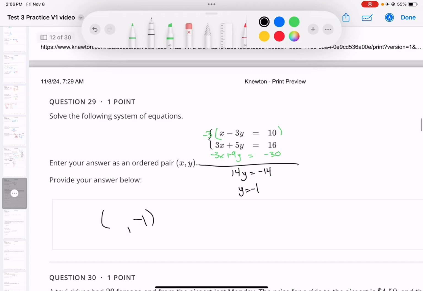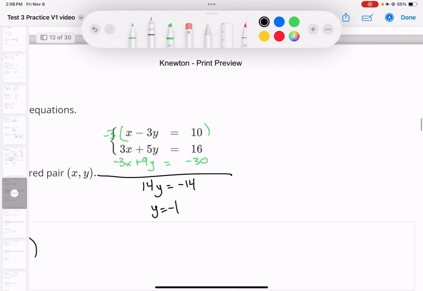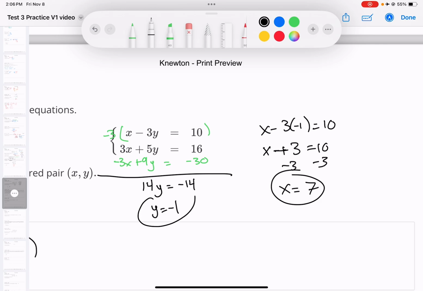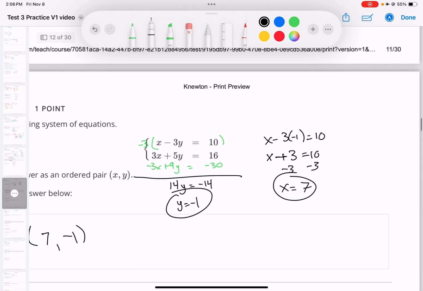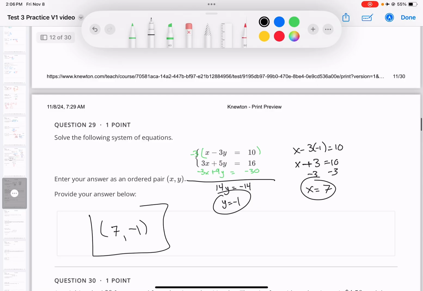Okay, and if I plug that back in, I can plug it into either one of them. So I'm going to do x minus 3(-1) equals 10. x plus 3 equals 10. So minus 3, x equals 7. So (7, -1) is the final answer on that one.